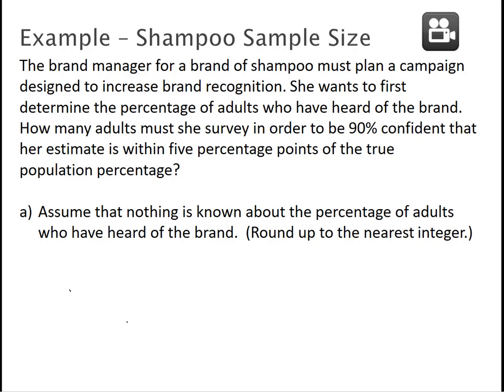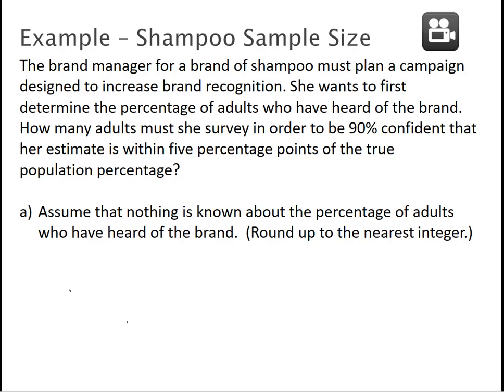So the brand manager for a brand of shampoo must plan a campaign designed to increase brand recognition. She wants to first determine the percentage of adults who have heard of that brand. How many adults must she survey in order to be 90% confident that her estimate is within 5 percentage points of the true population percentage? And part A wants us to assume that nothing is known about the percentage of adults who have heard of the brand. Part B and C will be on the next slide.